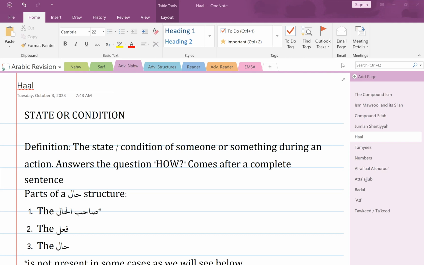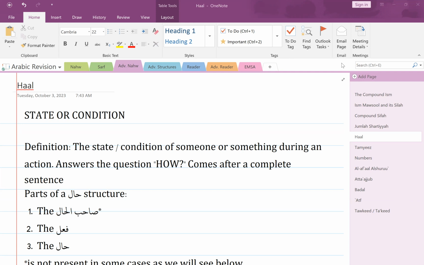So what does Hal mean? Hal basically means the state or the condition of something. Okay, so what is the definition? It is a state or a condition of someone or something, of a doer, during an action. Okay, so the state of someone or something during an action. And it kind of answers the question, how?